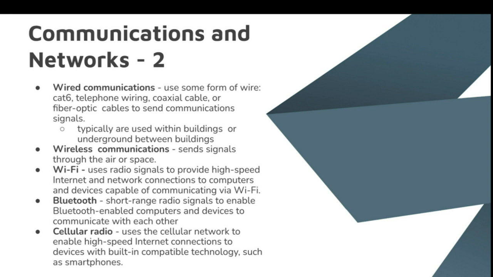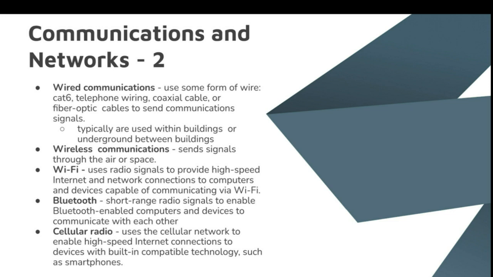So wired communications use some form of wire: Cat6, telephone wiring, coaxial, fiber, to send the communication signals. Typically, these are within buildings or underground between the buildings. Wireless sends signals through the air or space.